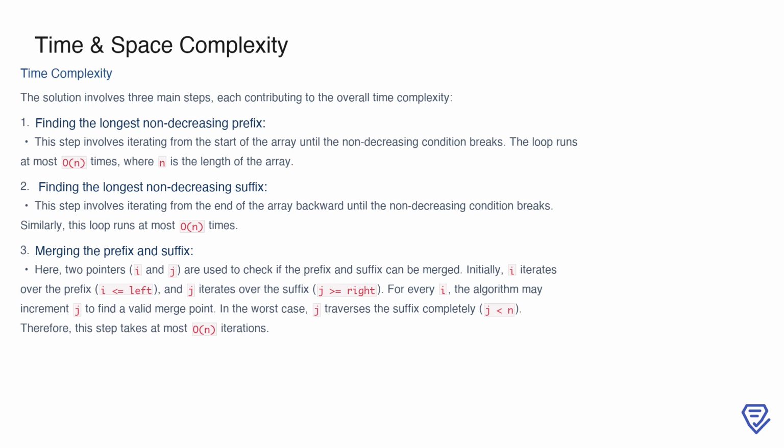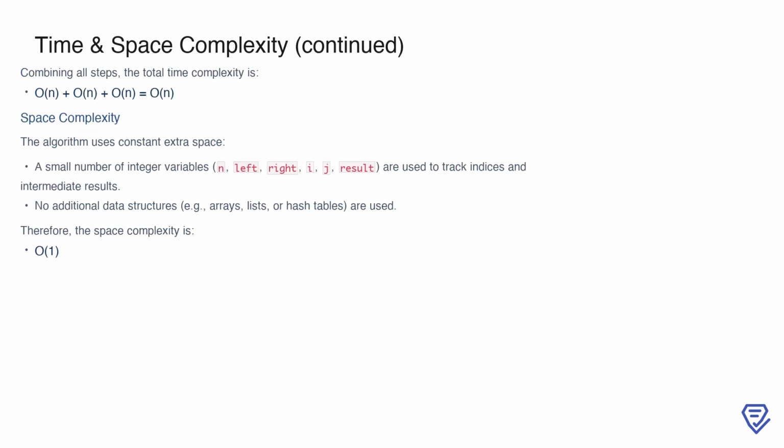The final step is merging the prefix and suffix to determine if they can form a valid sorted array. Using 2 pointers, we iterate over the prefix and suffix to find a valid merge point. In the worst case, the pointer traversing the suffix may run through all its elements, leading to another O(n) operation. Altogether, each of these steps contributes linearly to the overall complexity. When we sum up the contributions from each step of the algorithm, we get a total time complexity of O(n) plus O(n) plus O(n), which simplifies to O(n).